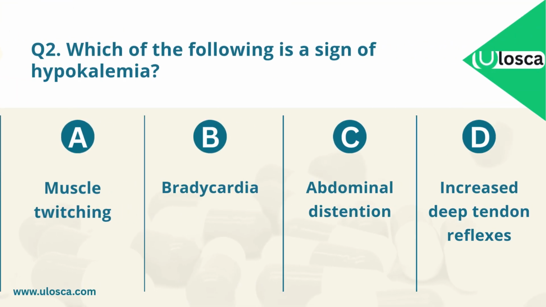Question 2. Which of the following is a sign of hypokalemia? A. Muscle twitching. B. Bradycardia. C. Abdominal distension. D. Increased deep tendon reflexes. Which one is the correct answer?